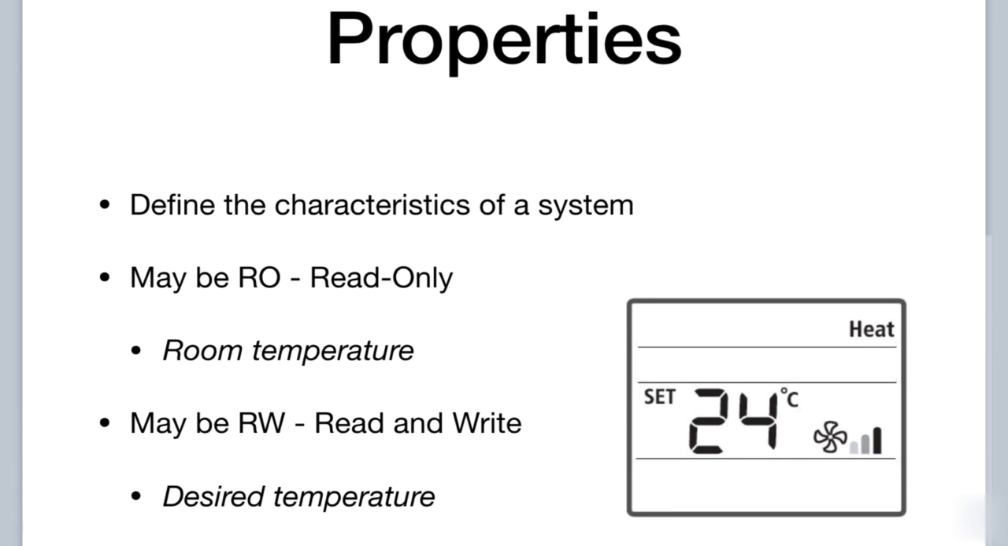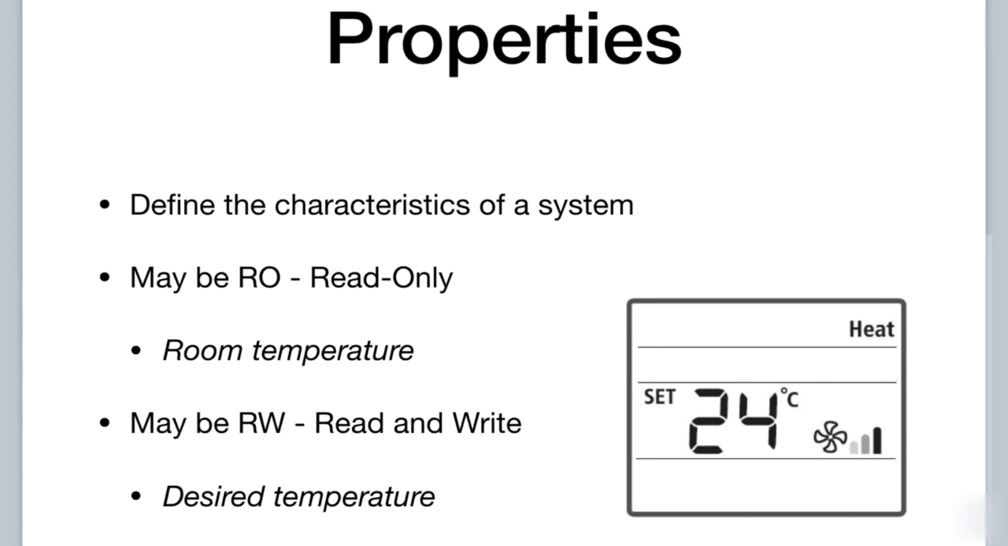Up next are properties. Properties are the qualities that define the characteristics of a system. So as an example, a property can be a read-only setting to indicate that the Arduino IoT Cloud can read the data but cannot change the value of the property. A property can also be read and write, which means that the Arduino IoT Cloud can remotely change the property's value and send an event notification to the device.